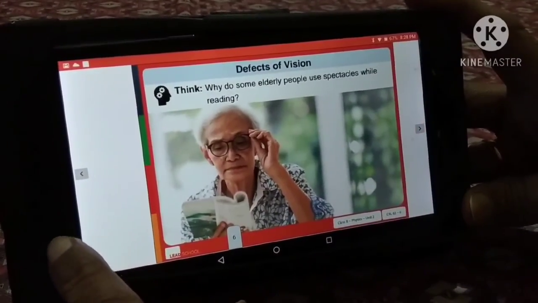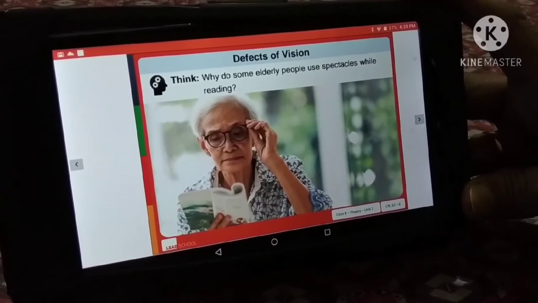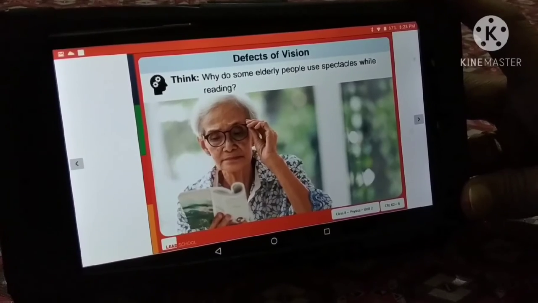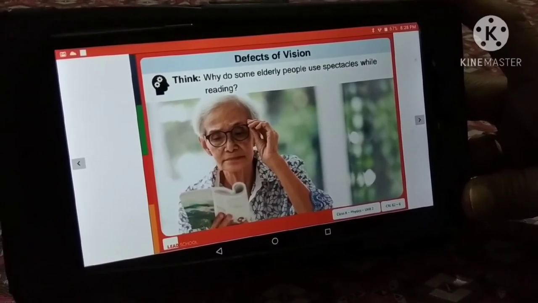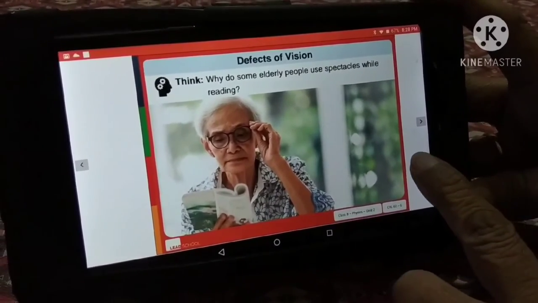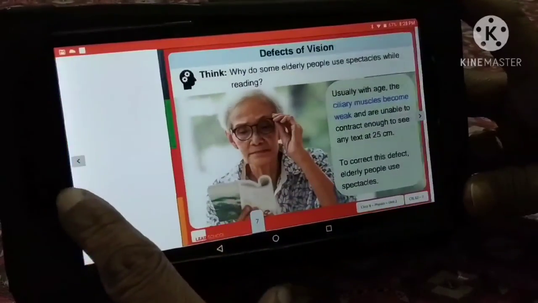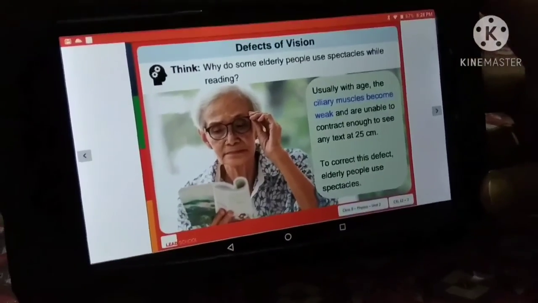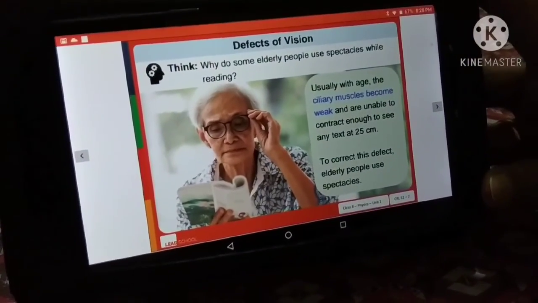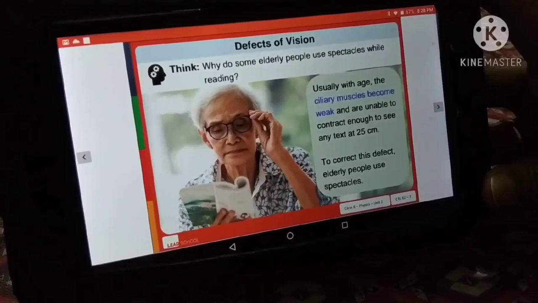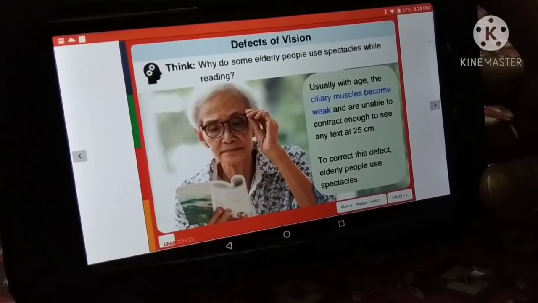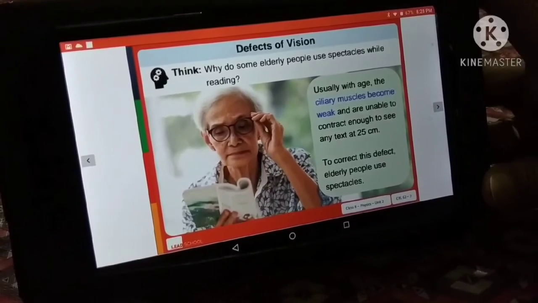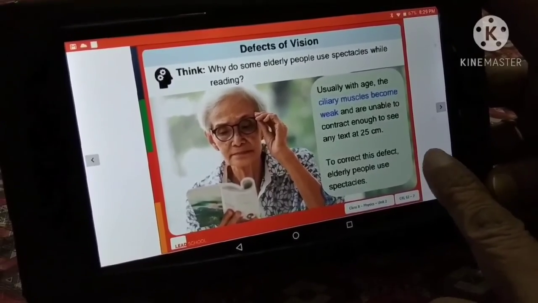Now we will learn about defects of vision. Why do some elderly people use spectacles while reading? Usually, with age, the ciliary muscles become weak and are unable to contract enough to see any text at 25 centimeters. To correct this defect, elderly people use spectacles.